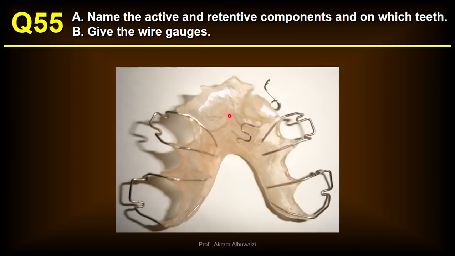Name the active component, and it's a modified Z-spring. Notice it's a modified spring because of the loop here, which enables it to slightly distally move the tooth. Give the wire gauge. The retentive components are the Adam clasps on the 6s and on the 4s, and they're made out of 0.7 mm wire, whereas the Z-spring is out of 0.5 mm wire. It didn't ask for the other components, so there's no need to say anything about the acrylic, since it's not one of the retentive or active components.